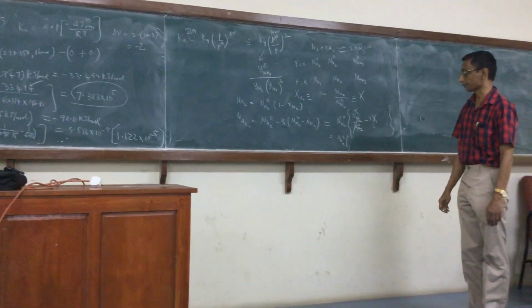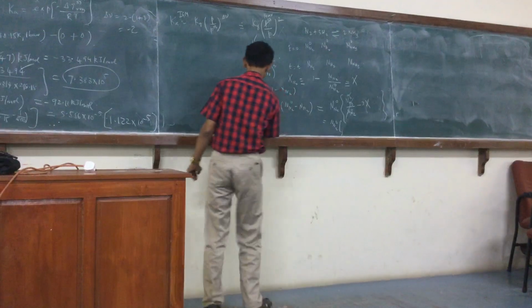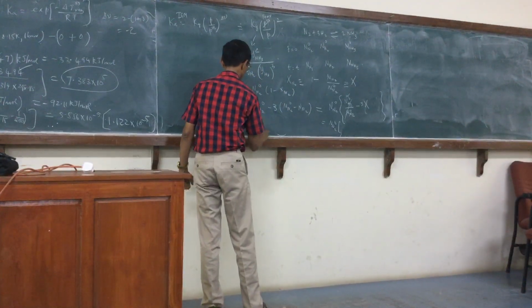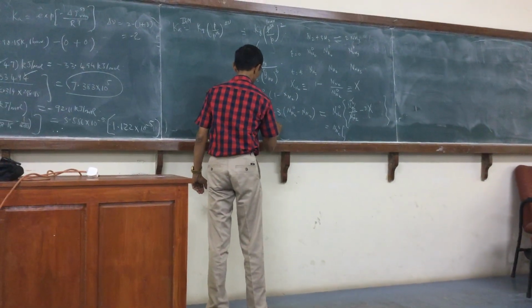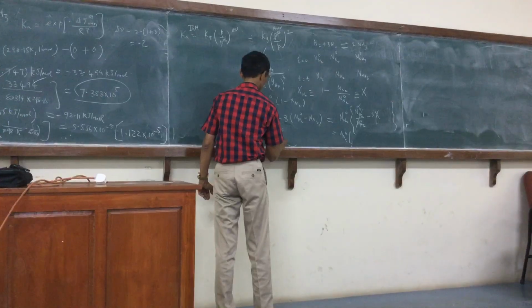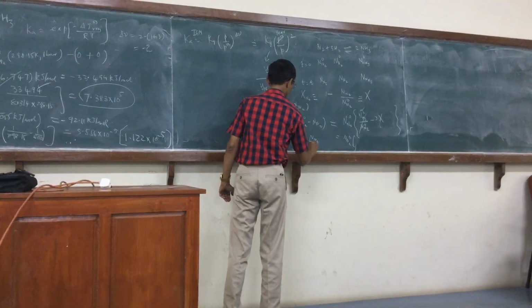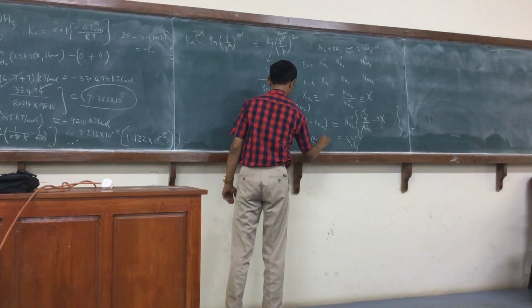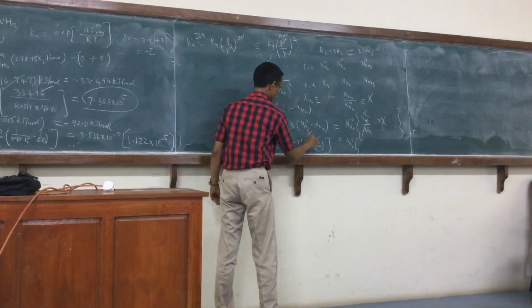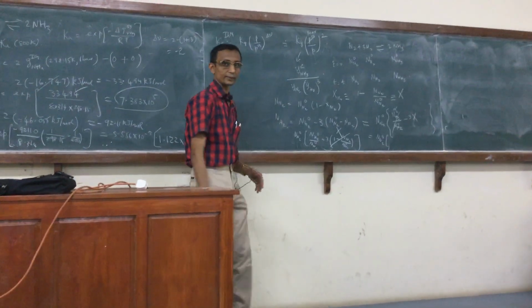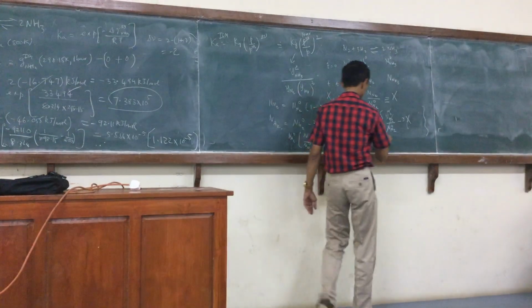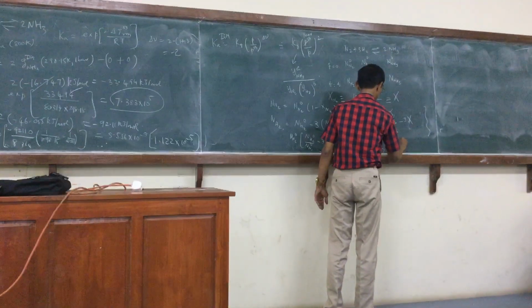3 into x, right? So let's just write this again: n_N2 naught times n_H2 naught by n_N2 naught minus 3 times 1 minus n_N2 by n_N2 naught. So this is clearly x. So what you're saying is correct. So it's alpha minus 3x.